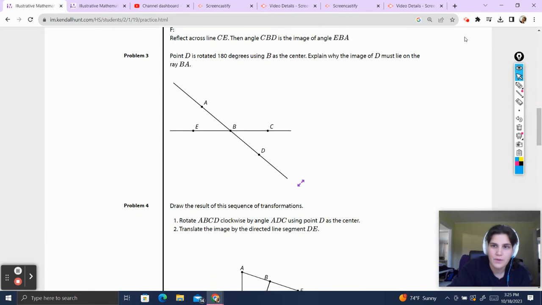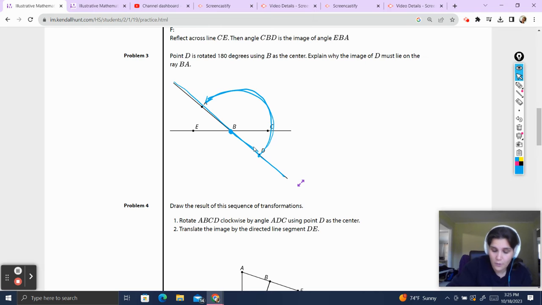Problem 3. Point D is rotated 180 degrees using point B as a center. So 180 degrees, it doesn't matter which direction. It looks to me that it lines up with point A. Explain why the image of D must lie on the ray BA. Well, B is on BA, and when we rotate a line 180 degrees, D is going to line back up on point A.